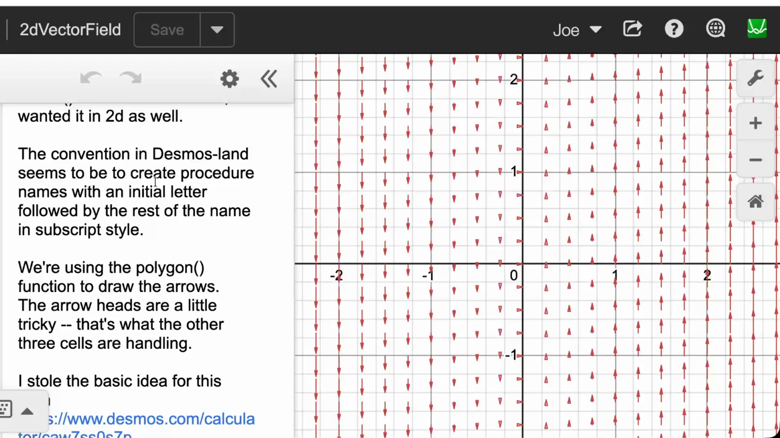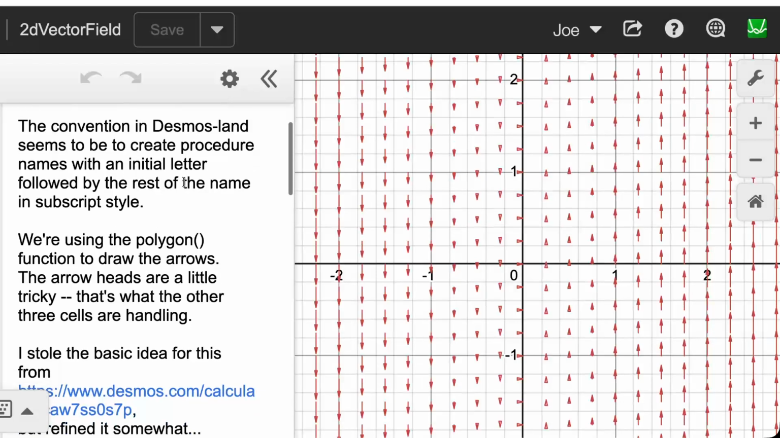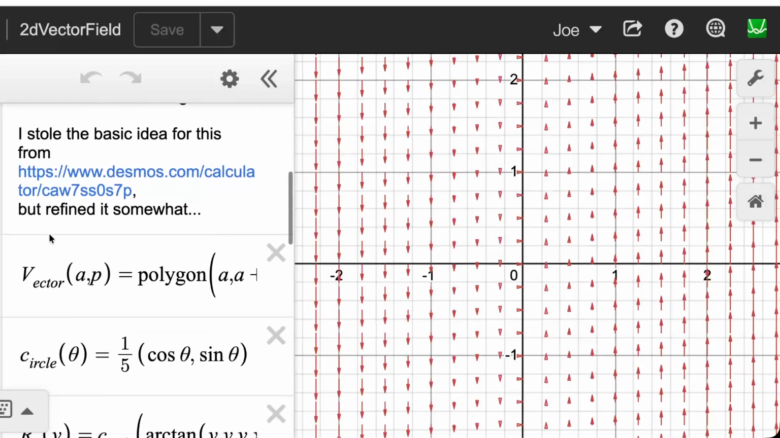I think it needs to have only one letter as the main name of a thing, but you can have whatever you want as subscripts, which means you can do stuff like what I've done here. You type v subscript ector, and that's going to be a function. I'm defining a function. In fact, what I'm defining is a function that just draws a little polygon.